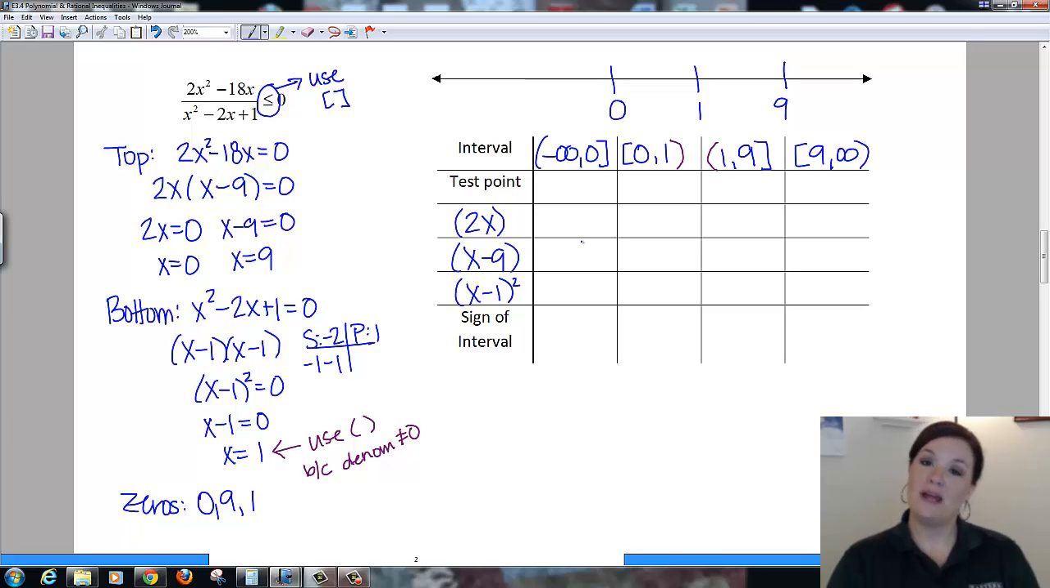Now I'm going to go ahead and pick my test points. I'm going to pick negative 1 for my first interval. Something between 0 and 1, I'm going to pick 1/2. Something between 1 and 9, I'm going to pick 2. Something bigger than 9, I'm going to pick 10.